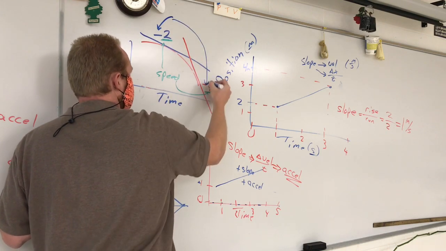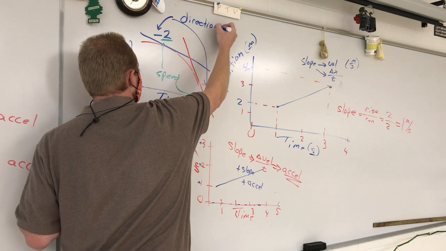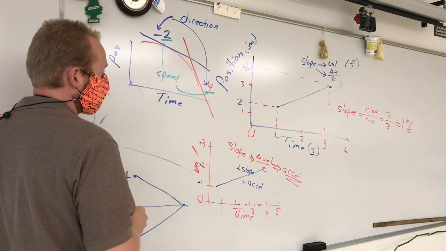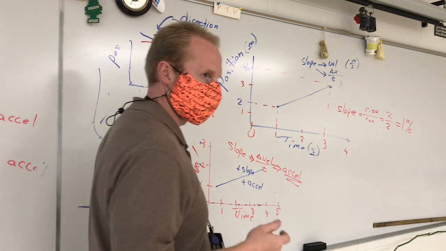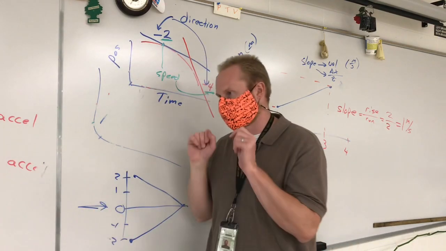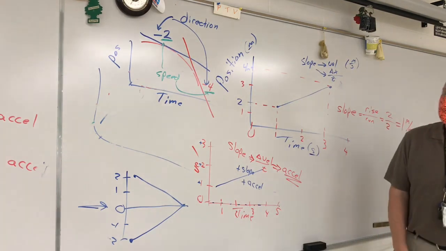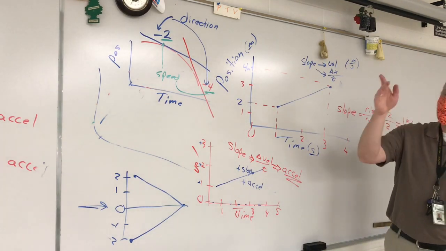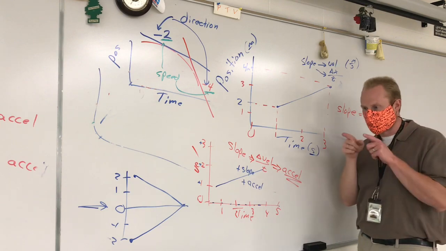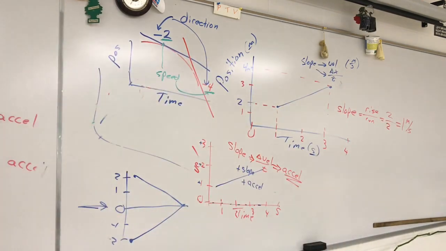What do these negatives tell us? They tell us the direction, and the direction only. Now, we can say -2, -4, or we could say 2 meters to the left, 4 meters to the left. This negative tells me the direction. So it's speeding up. It went from 2 meters per second to 4 meters per second. It was going 2 meters per second to the left. Now it's going 4 meters per second to the left. It's speeding up in the negative direction.